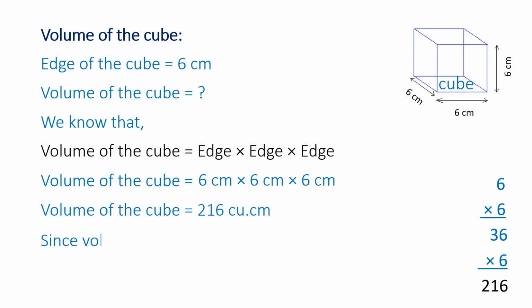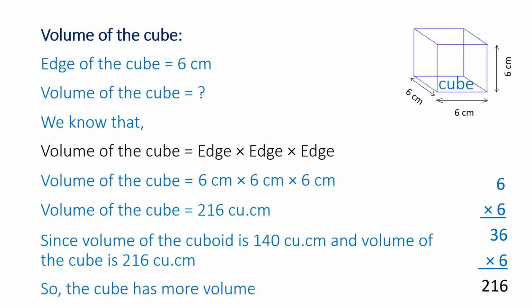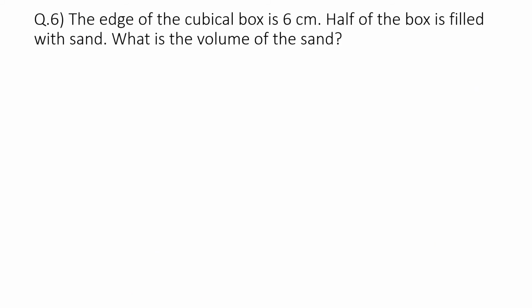So what you observe? Volume of the cuboid is 140 cubic centimeter and volume of the cube is 216 cubic centimeter. So which one has more volume? Yes, the cube. So write down the cube has more volume. Last is question number 6.